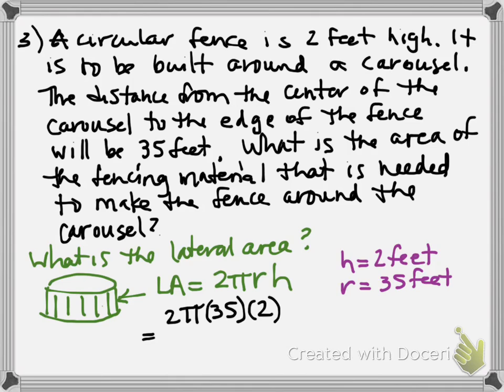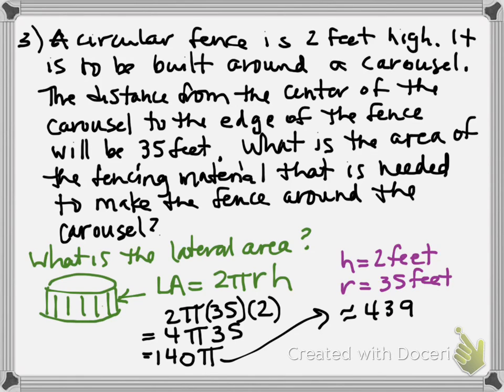So we've got 2 times 2 is 4, and we have a pi, and we have a 35. 4 times 35 is going to give me, 4 times 5 is 20, carry the 2, 4 times 3 is 12, plus 2 is 14. So I get 140 pi. And this is when I use my calculator and I multiply 140 times 3.14159. And I get 439.82.